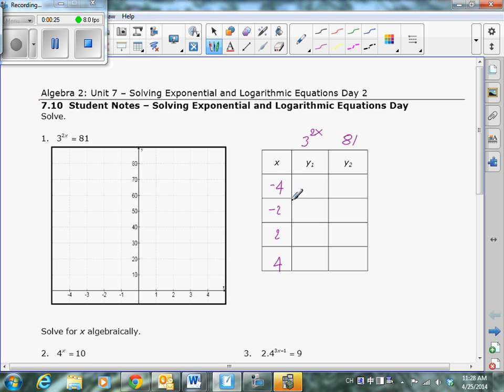If you plug in negative 4 here, 3 to the power of 2 times negative 4. That's not a good idea. I don't like this. You can erase, you're using a pencil. Too bad.